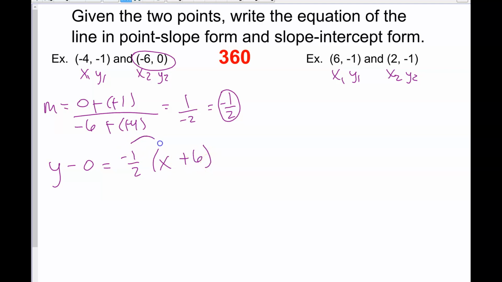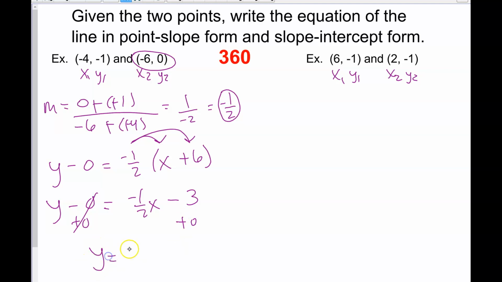Okay, in my third step, I distribute, and then in my fourth step, we solve for y. So I'm left with y minus 0 is equal to a negative 1/2 x, and then a negative times a positive is a negative, and 1/2 of 6 is 3. And then here's the really good thing. If I'm solving for y in my last step, well, if I'm adding 0, it doesn't do anything to any of this.